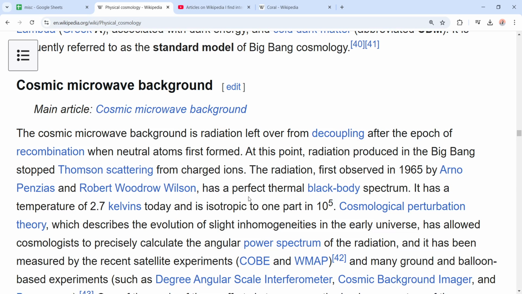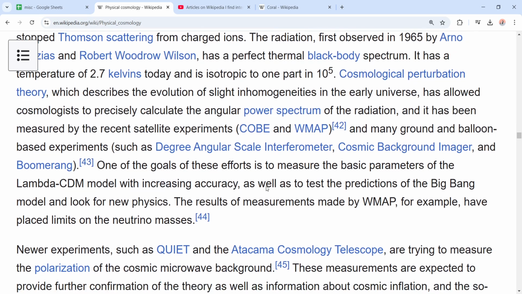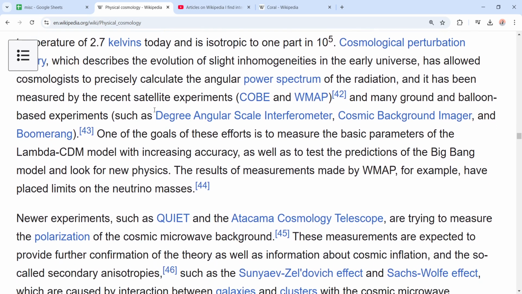Cosmological perturbation theory, which describes the evolution of slight inhomogeneities in the early universe, has allowed cosmologists to precisely calculate the angular power spectrum of the radiation, and it has been measured by the recent satellite experiments COBE and WMAP, and many ground and balloon-based experiments such as the Degree Angular Scale Interferometer, Cosmic Background Imager, and BOOMERanG.